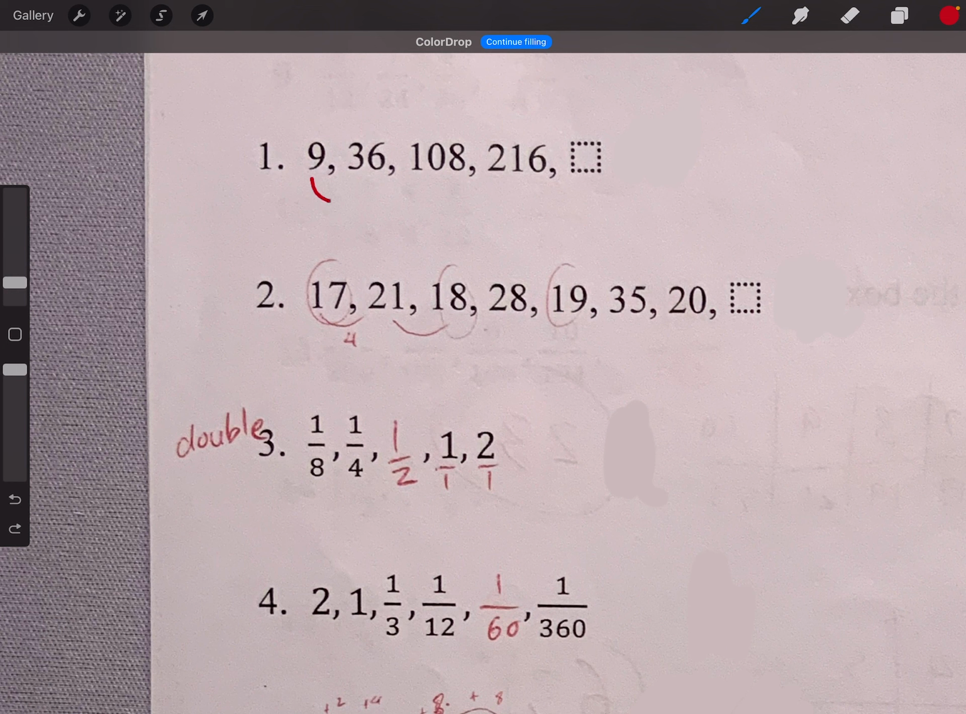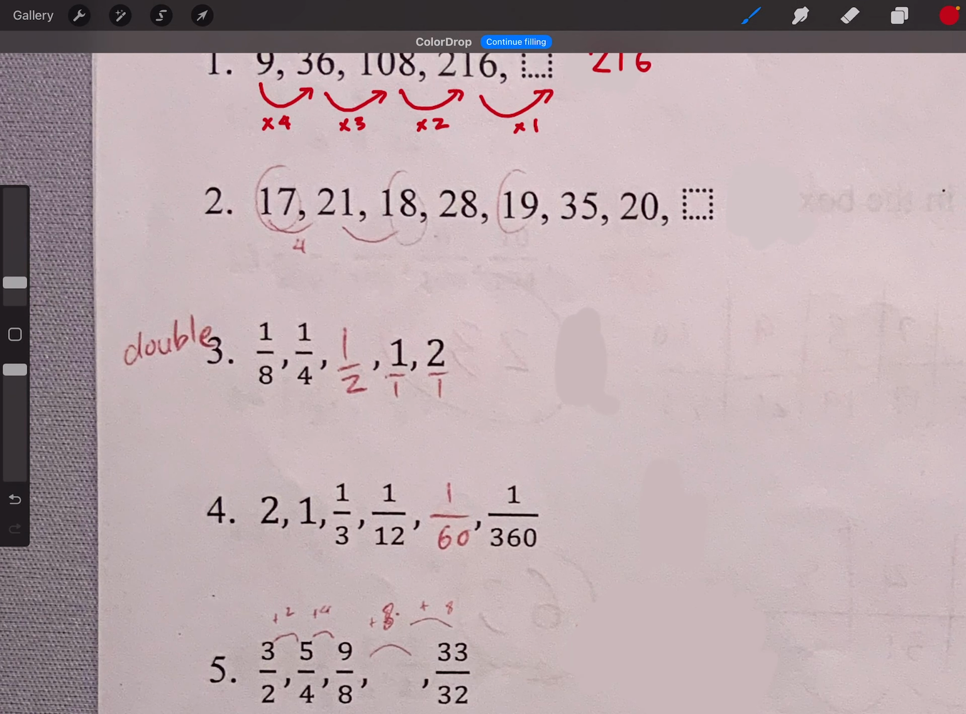Okay. So 9 to 36 we will times it by 4. 36 to 108 will be times it by 3. 108 to 200 is times it by 2, and obviously you times it by 1. So the answer is 216 times 1 is 216.